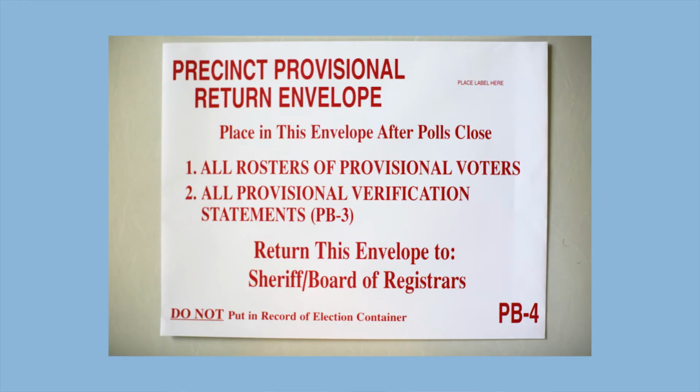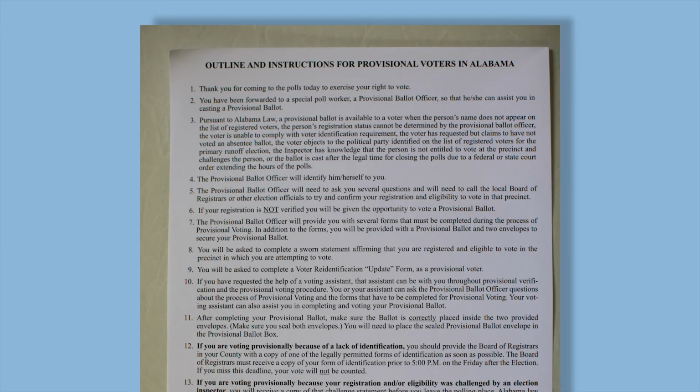Also, now you are left holding their PB3 form that they filled out. Make sure you fold that form. Place it in the PB4 envelope marked for the sheriff and board of registrars. Also in your provisional supplies, there's an outline form. Please give that to each voter that is casting the provisional ballot to help them understand the process that they are going through.